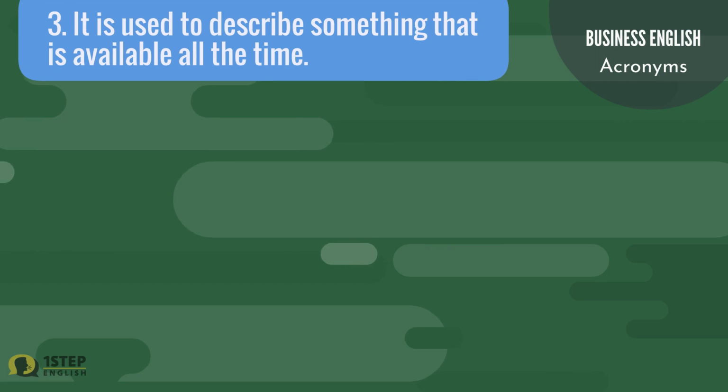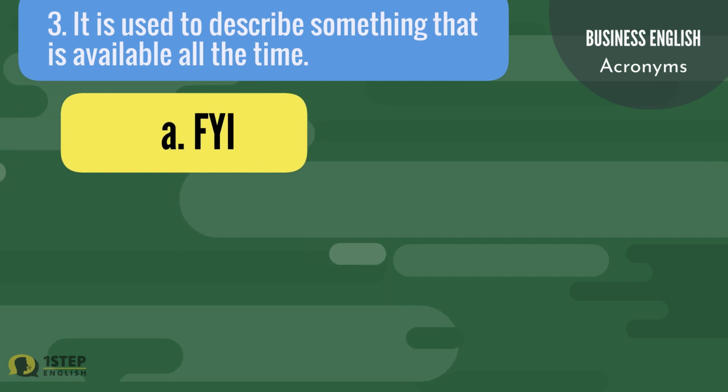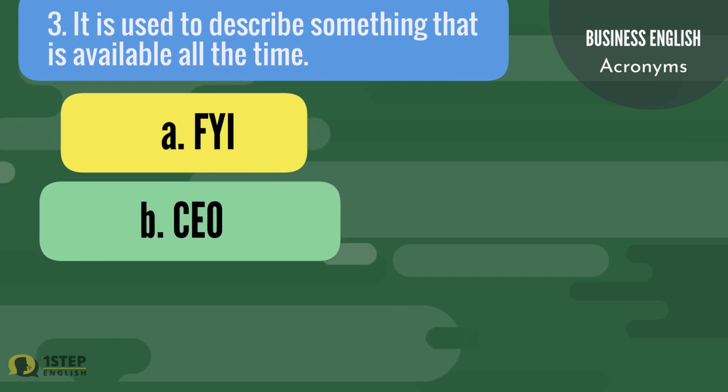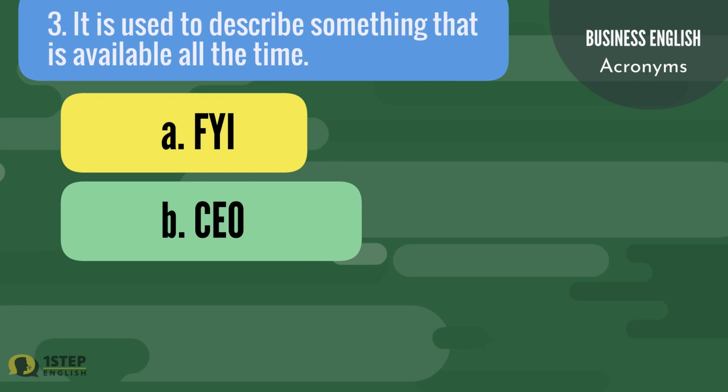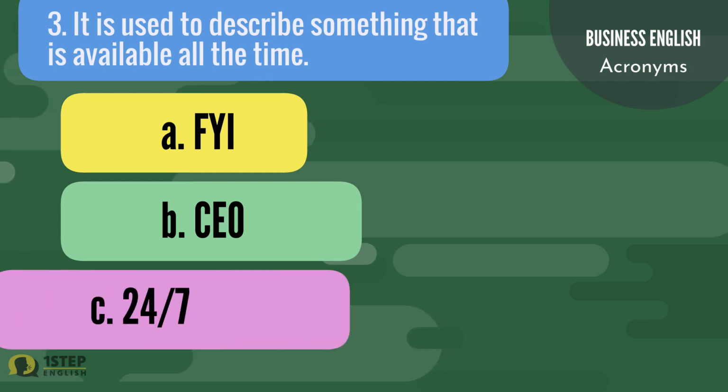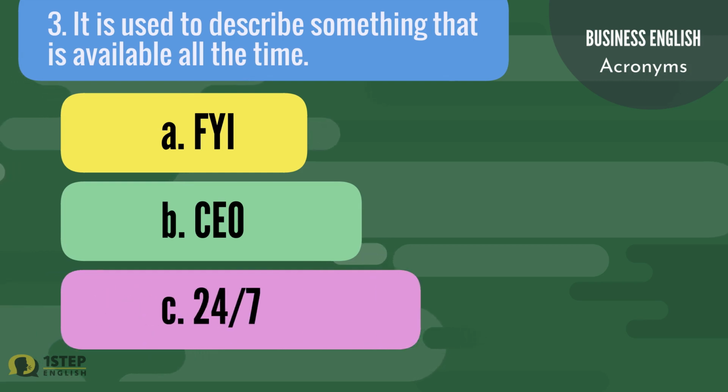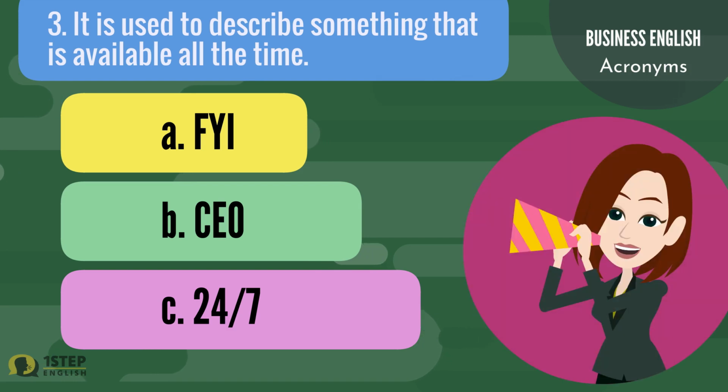Number 3. It is used to describe something that is available all the time. Letter A. FYI. Letter B. CEO. Letter C. 24/7. The correct answer is letter C. 24/7.